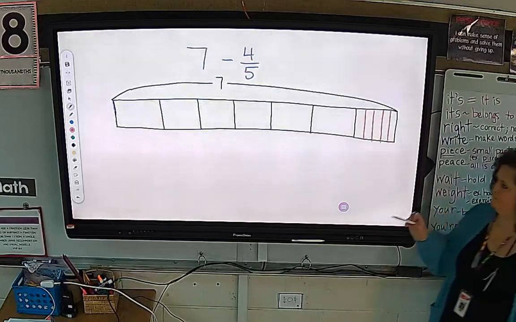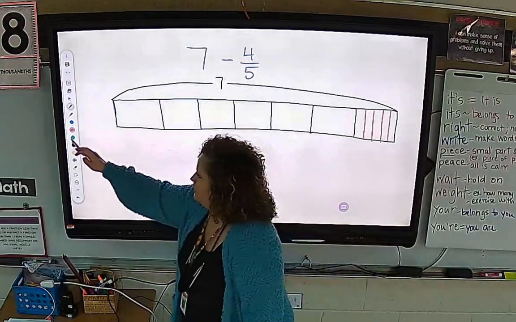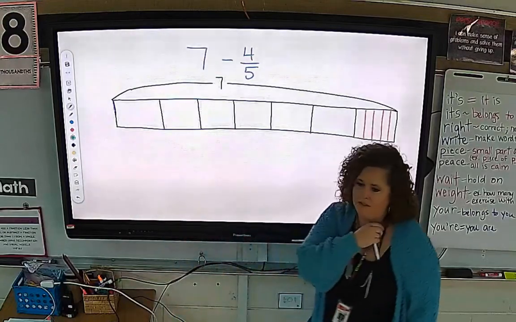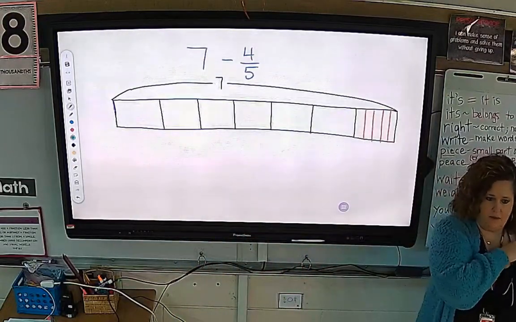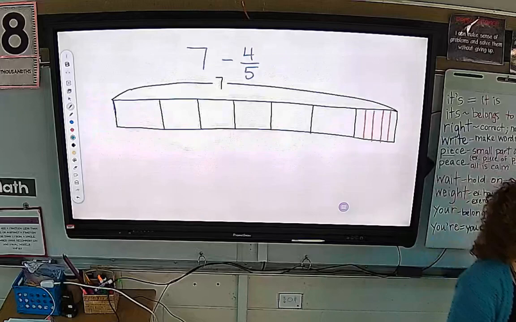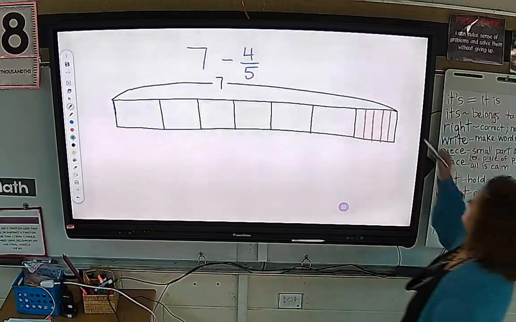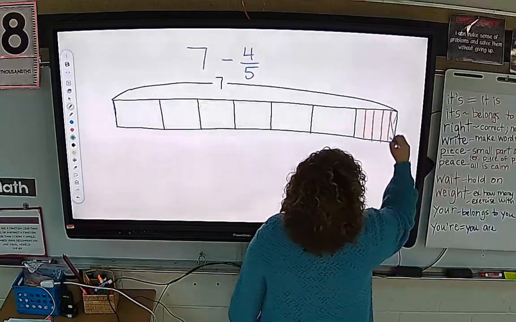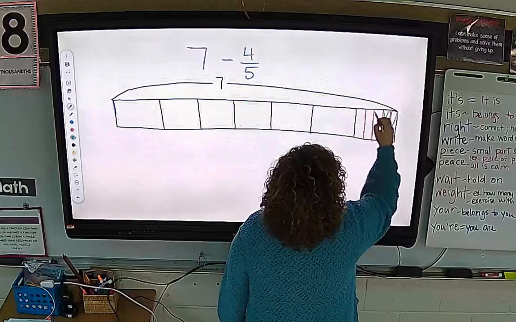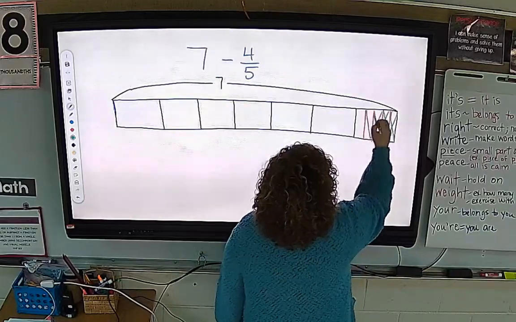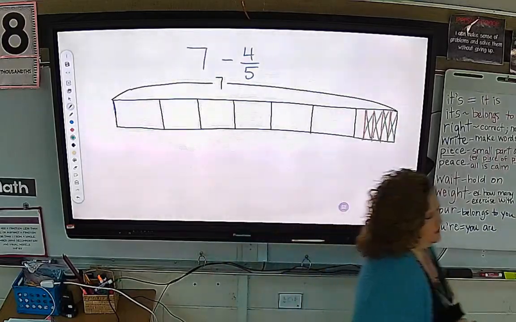Okay. How many of these fifths are we taking away? How many of these fifths are we taking away, Peg? Look at the math problem. Yeah, 4 fifths. So I'm going to X out 4 of these. Okay. And I love the tape.